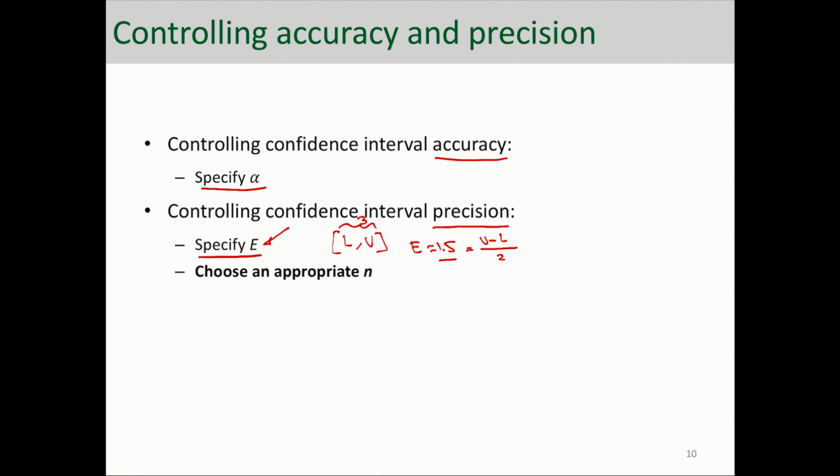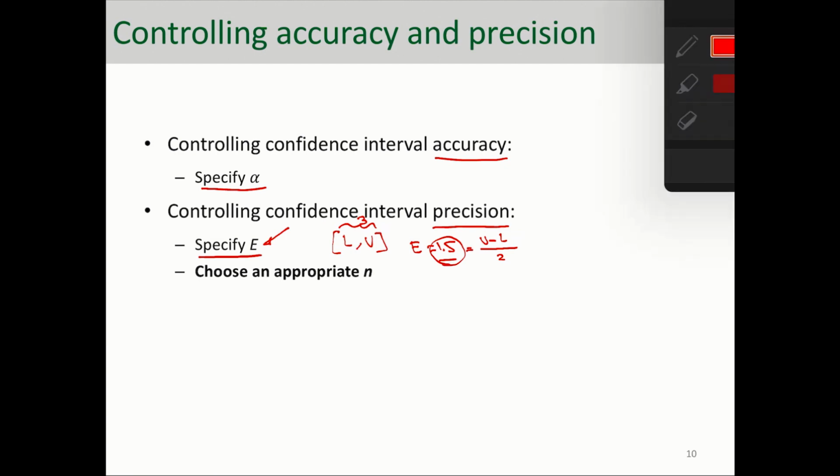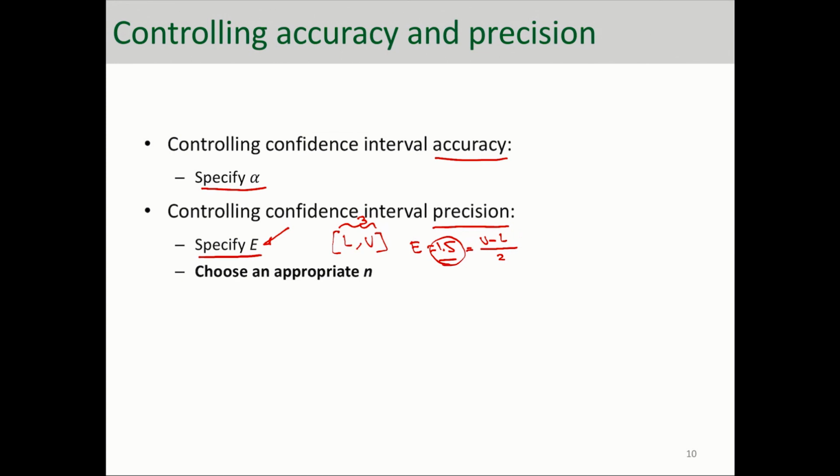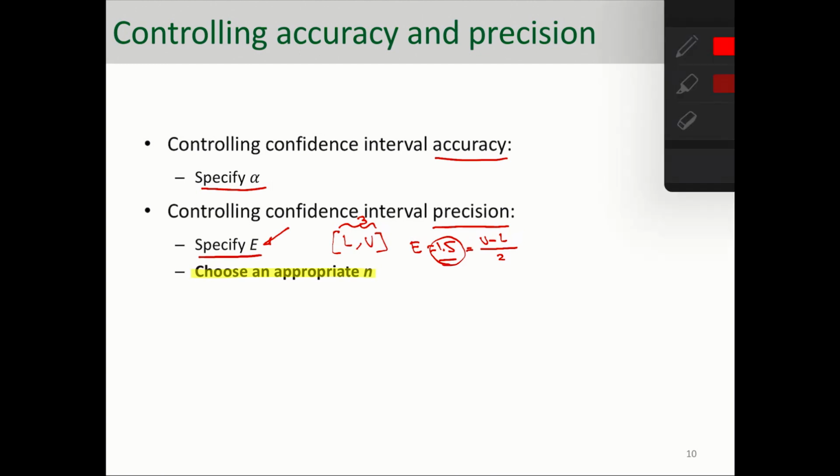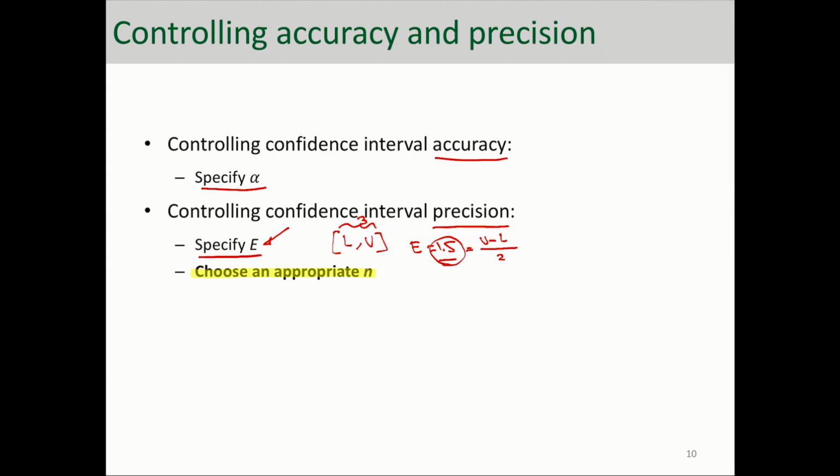So how do we satisfy that? How do we essentially design this process so we will end up with a half width of 1.5 years? The way that we satisfy that is by choosing an appropriate sample size. By choosing an appropriate sample size, you can get to a half width that you desire.